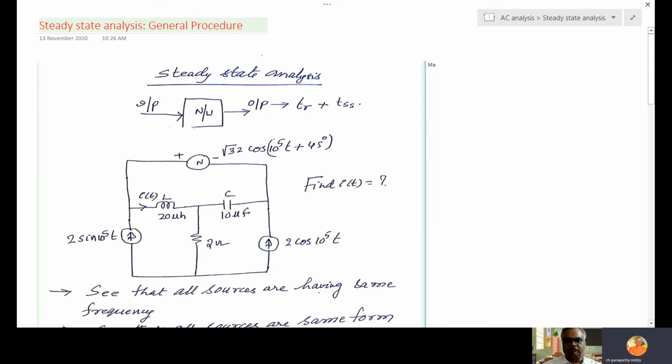Instead of saying steady state analysis, which is valid by default, I can say AC analysis. The actual heading of this module topic is AC analysis only, so that heading is exactly suitable here. So I can call it AC analysis. Analysis means finding voltage, current, power, etc. with AC source. And whatever analysis we are doing, it is in steady state.